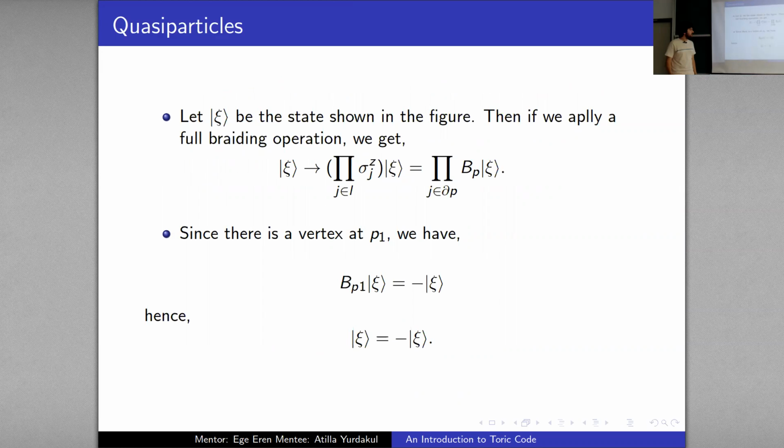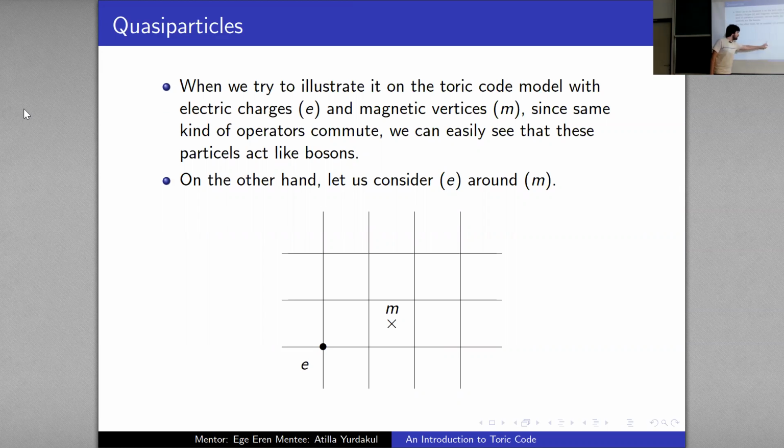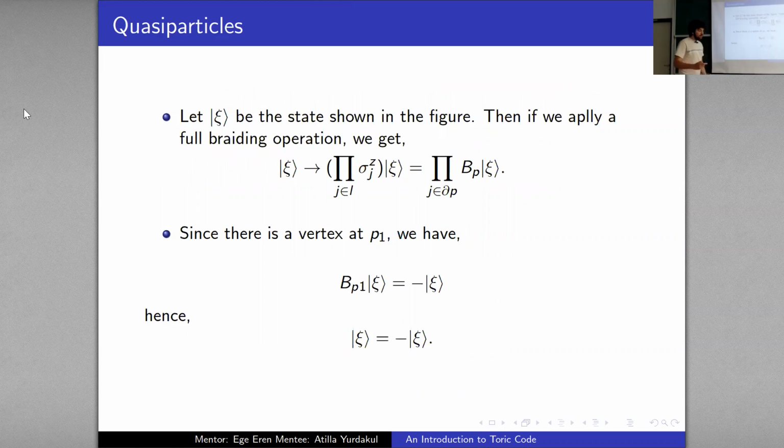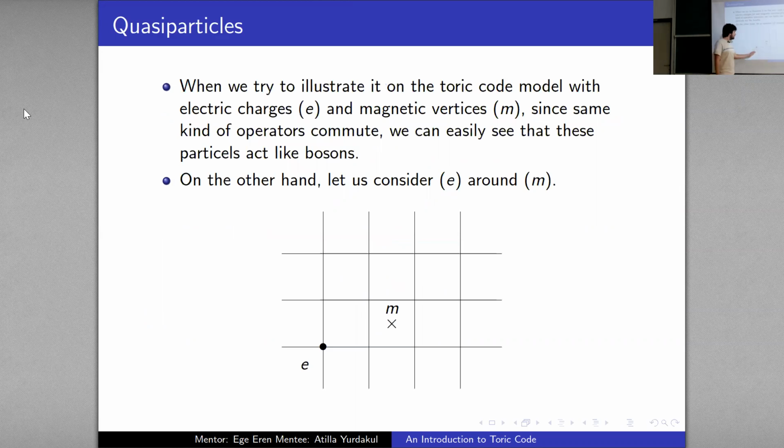And since there is a vertex at P1, the plaquette operator gives us a minus. So the state C is equal to minus C, which is the behavior of the fermions. So these E and M altogether act like fermions. But if they are single, they act like bosons. And we call these Toric particles.